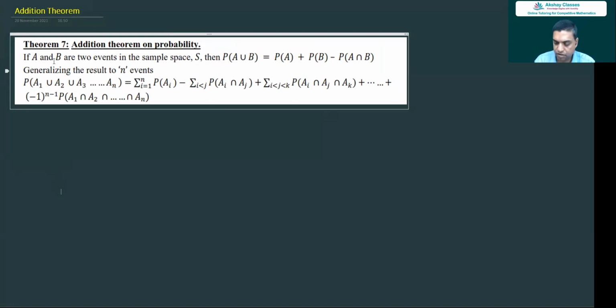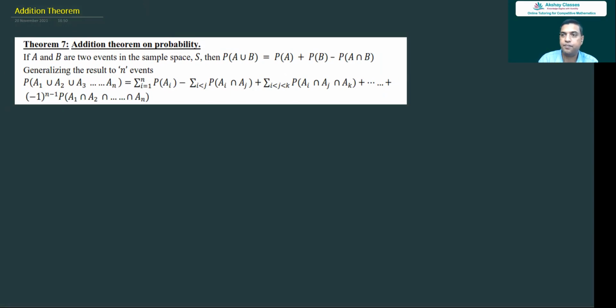Now, for two events, the addition theorem states like this. P of A union B is P of A plus P of B minus P of A intersection B. Now, we can understand this by these Venn diagrams.